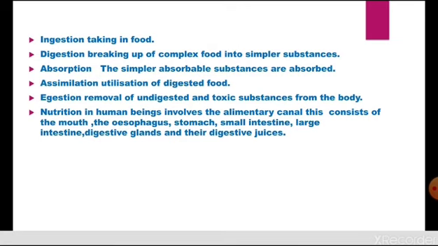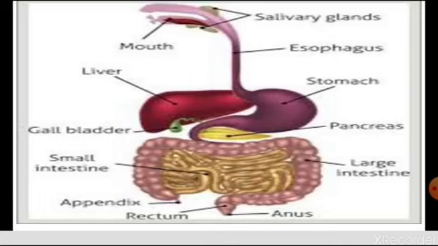Nutrition in human beings involves the alimentary canal. This alimentary canal consists of the mouth, the esophagus, the stomach, the small intestine, the large intestine, the digestive glands and the digestive juices. Here in this picture you can see the digestive system of human.